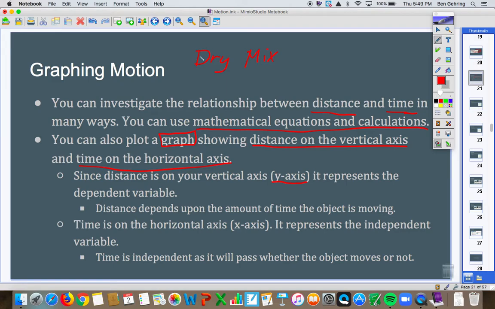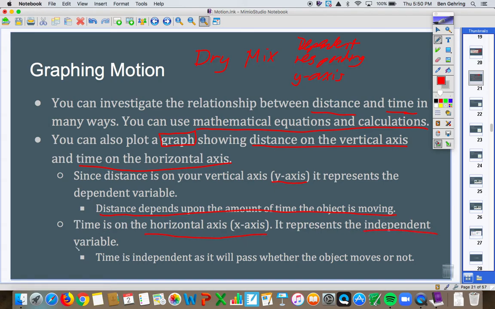Remember, DRY MIX, the D is dependent, R is responding. So dependent, also called responding variable, is on the y-axis. There's the DRY part. It represents the dependent variable because your distance depends upon the amount of time the object is moving. The distance depends on the time it moves. Time is on the x-axis, the horizontal axis, which makes it the independent variable.